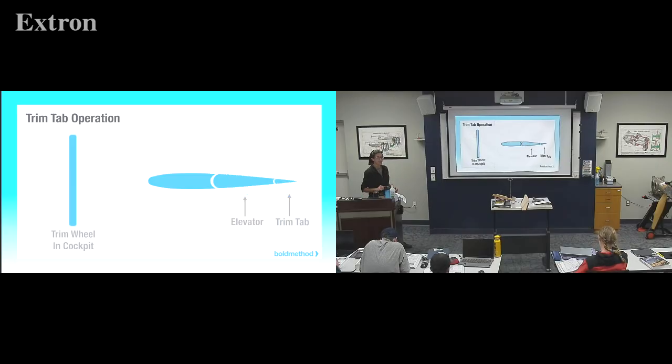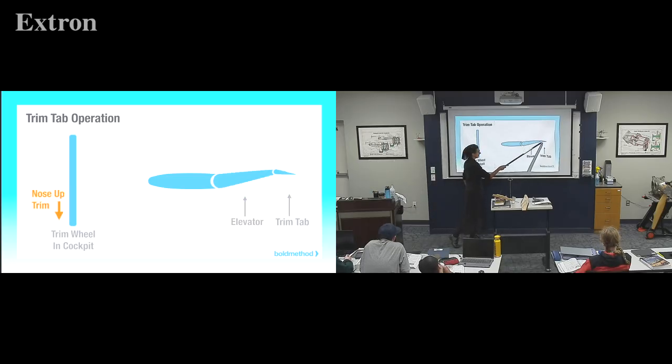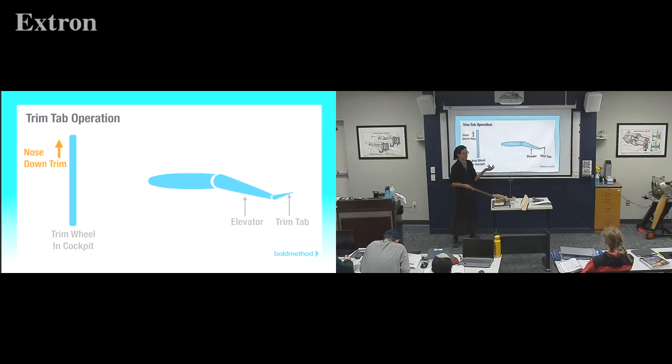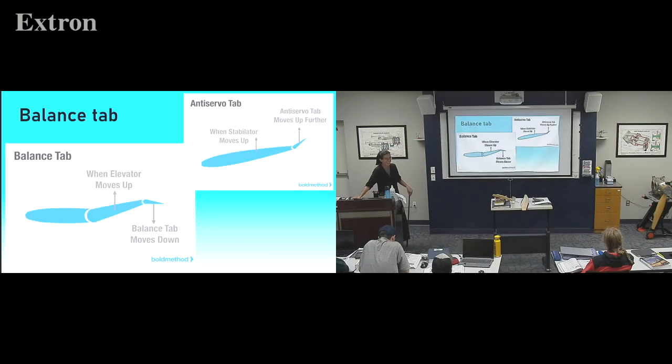Would those be the same tab, or are those always two different surfaces on the elevator? So if it's an elevator, because the elevator surface is smaller, you don't need the anti-servo tab. Oh, right. So an elevator would just have a trim, and the anti-servo tab is only on a stabilator. Yes. But stabilators also have the trim tab? I believe they would. Yeah, I'm sure they do.